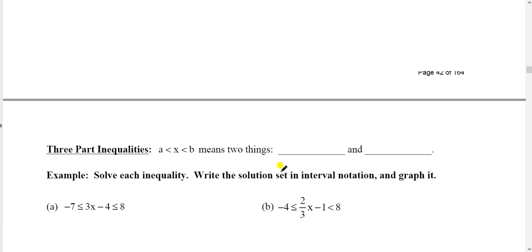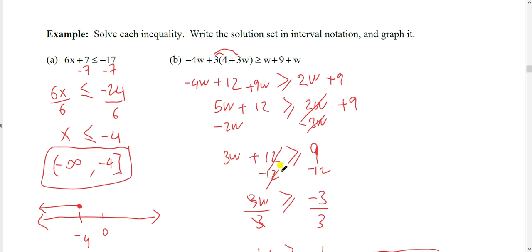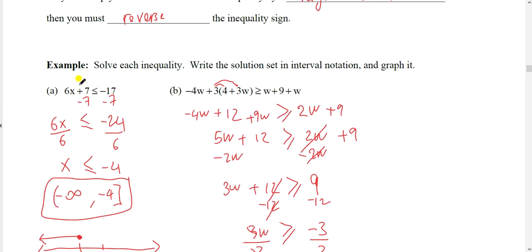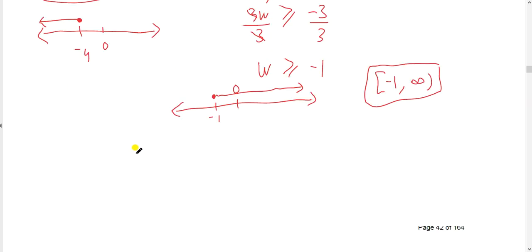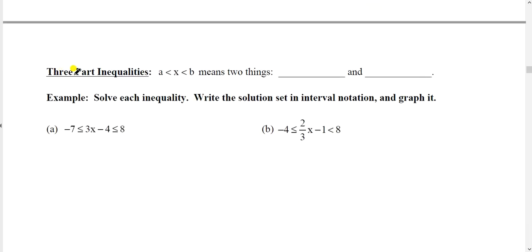Okay, let's move on to the next example. In the last few cases, we were only dealing with two sides of an inequality. Now, there is something called a three-part inequality. That means we have two inequalities at once. So if x is bigger than a and less than b, this means two things. This means that x is bigger than a, and also x is less than b, right? x is bigger than a, and at the same time x is less than b.